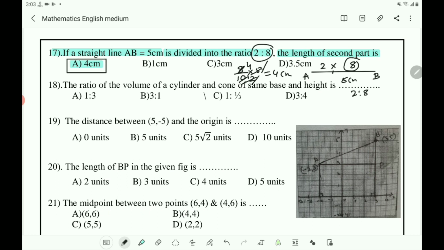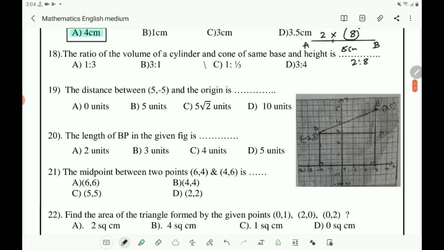Here, for the second part, you must take the sum of the ratio, and in the numerator you must take 8, and in the denominator the sum of the ratio, that is 10. So 8 by 10 into 5. Here we have taken 8 out of 10 as the part for the second part, so 8 into out of 5, how much is it? Here you get 5 ones are 5, twos are 2, ones are 2, fours are... So you get 4 centimeter.